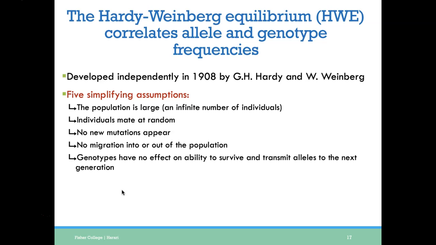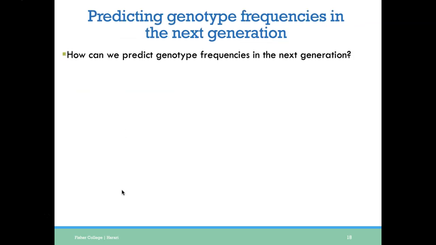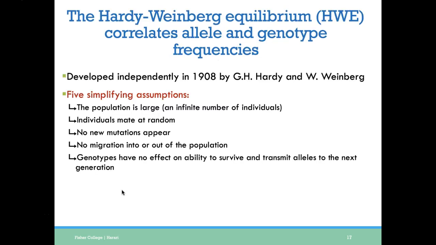So if these five conditions are met, we can say they're in Hardy-Weinberg equilibrium. So again, equilibrium means the allele and genotype frequencies for one gene locus will not change unless one of these assumptions is violated.